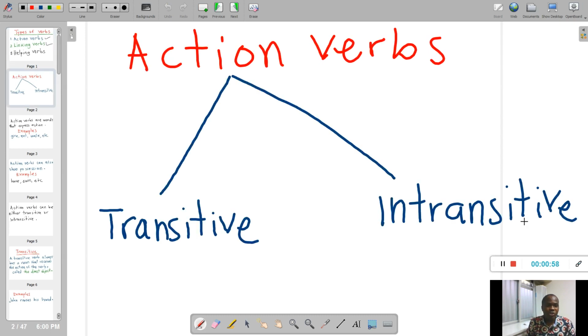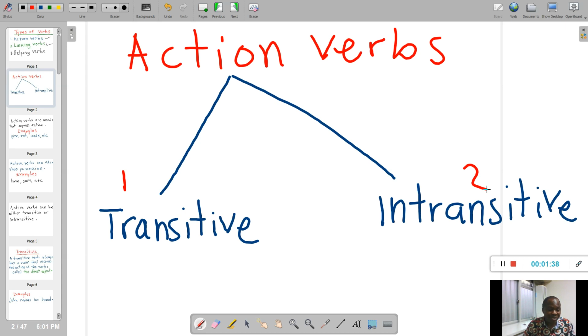If we take the action verbs, we have two types of action verbs. We have transitive and intransitive. And before we move further, I would like to give a definition of a verb. Verbs are words that express action or state of being.